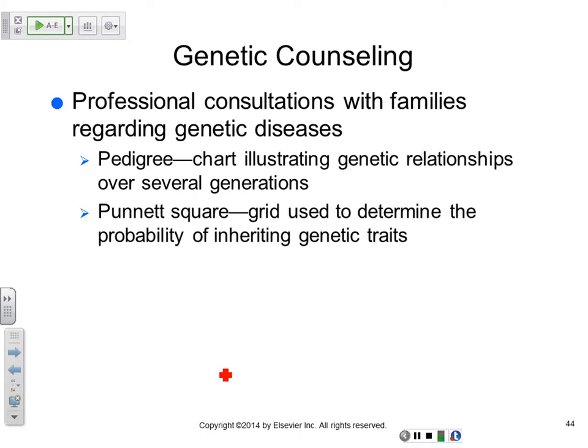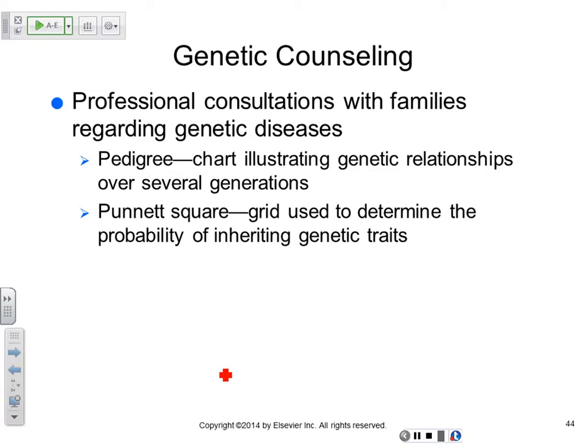So a pedigree illustrates the occurrence of genetic traits over several generations, whereas the Punnett square shows the probability of a particular trait occurring, or of inheriting a particular genetic trait.